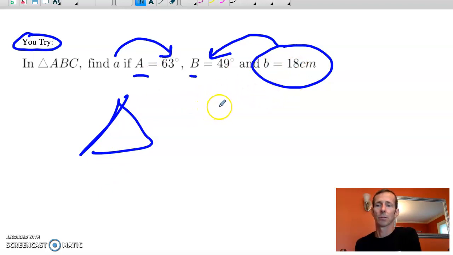Maybe not on this one, actually. I lied. This one works out pretty well. All right, give it a go. Pause the video, try it, and then we'll check your answer. So pause.